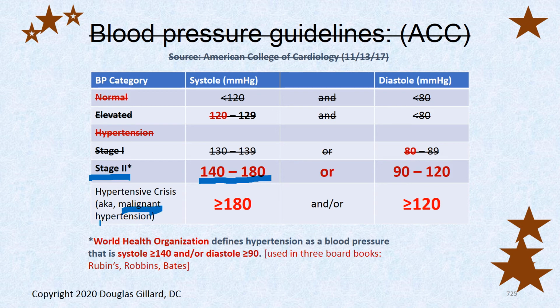That's a medical emergency. They go right to the ER. That'll kill them if that's not taken down, or make them blind. Pressure that high will damage organs. On the diastolic side, once they hit 90, they have hypertension. If they hit 120, they have malignant hypertension. That's all you have to remember for me.